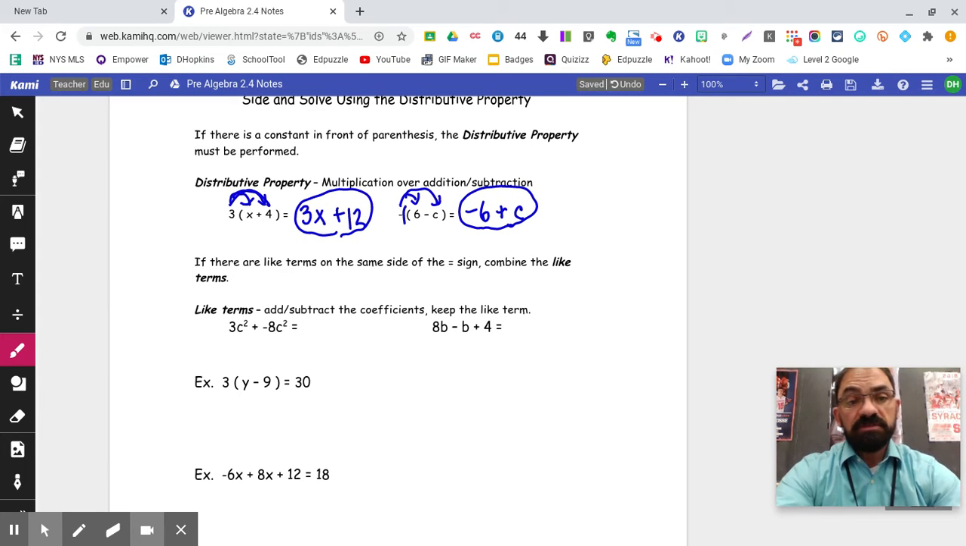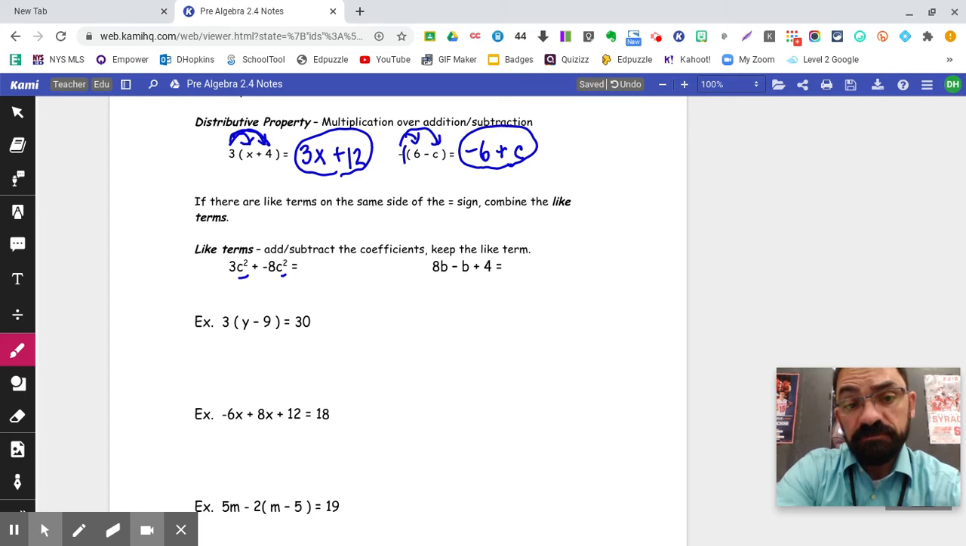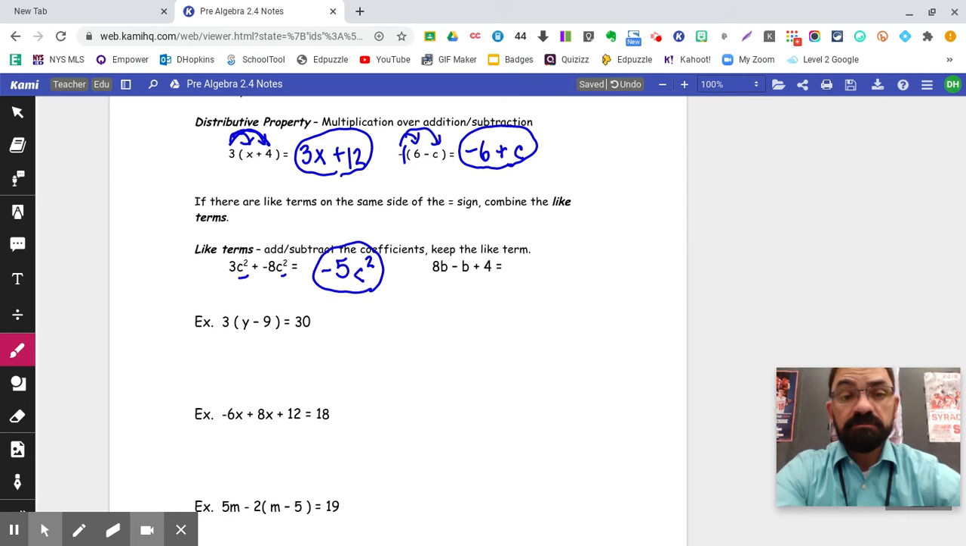Okay, next, it says if there are like terms on the same side of the equal sign, you combine the like terms. So again, like terms have the same base, same exponent. If they don't look the same, then they're not. So c squareds with c squareds in this case, they're the same. So what is 3 plus -8? Well, that's -5, and then I keep the same base. So I keep the base and exponent.